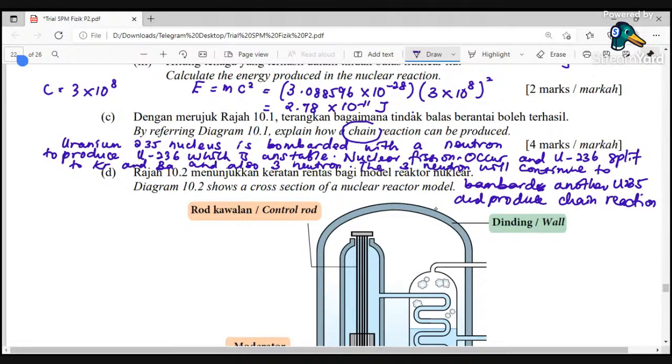Okay. Firstly, you nampak sini uranium-235 bombarded with neutron to produce uranium-236, which is unstable. Because of this unstable nucleus, it will split into two lighter nuclei, krypton and barium, by the process of nuclear fission, and at the same time release 3 neutrons. The 3 neutrons again will continue to bombard another uranium-235, and this will produce chain reaction if not controlled.